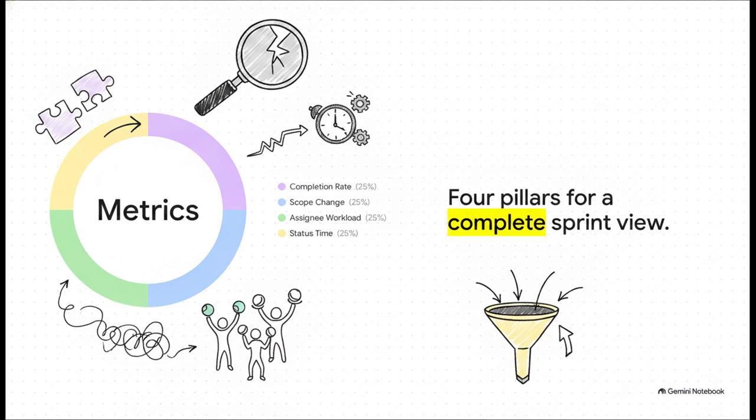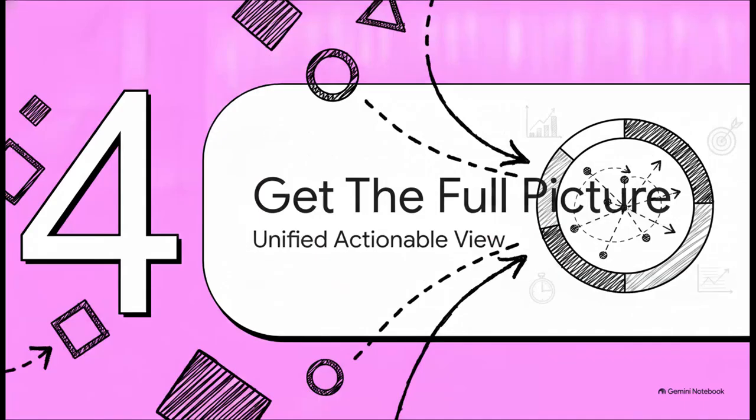If your team missed their commitment, was it just bad estimations? Or was it because a stakeholder shoved 11 unexpected story points into the sprint on a Thursday afternoon? You literally can't fix a bottleneck if you can't see it. Which brings us to Section 4. Get the full picture. Let's look at how to pull all this together.